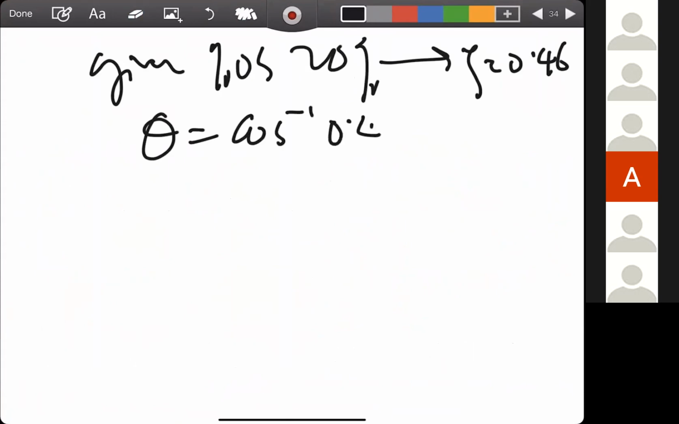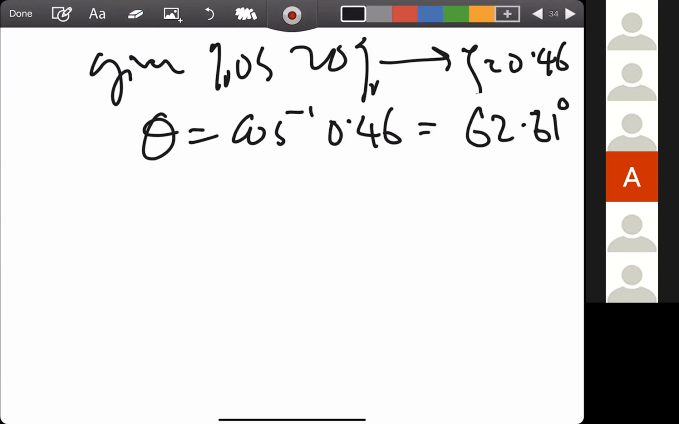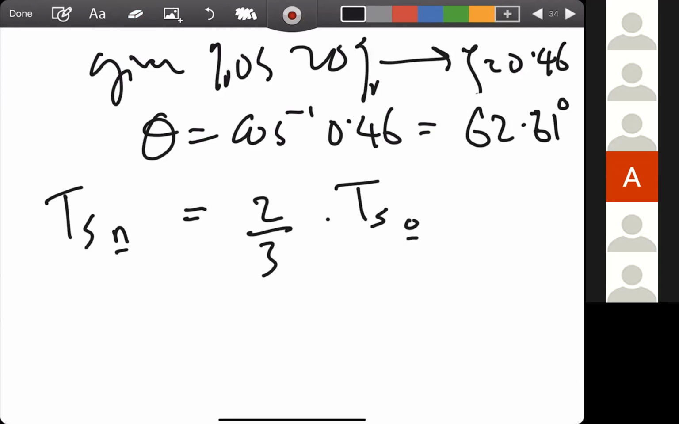Angle, 62.61 degrees. Okay, how to do it? We have to find the new settling time, TSN, which is 2/3 of TSO. N for new, O for old.